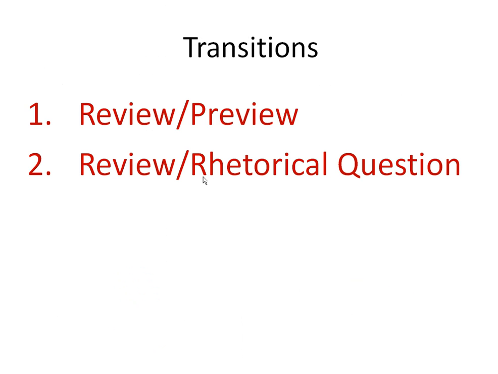Okay, so as you saw, there are two types of transitions that are put in our book. The first one is the review preview, in which you review what you've said and then you preview what you're going to say. The second one is the review rhetorical question, in which you review what you've said and ask a rhetorical question that you're going to answer in the next part of your speech.